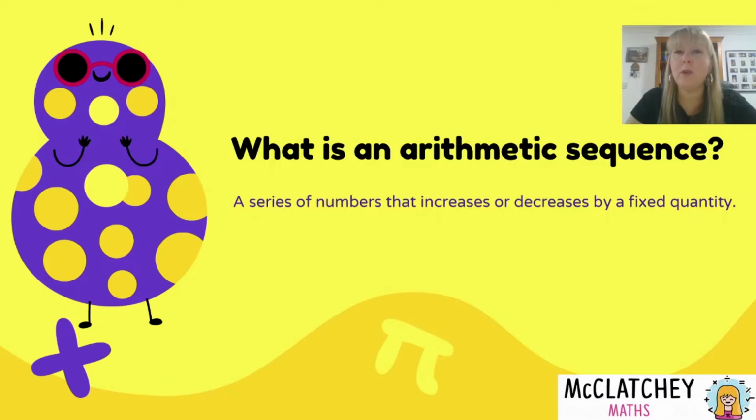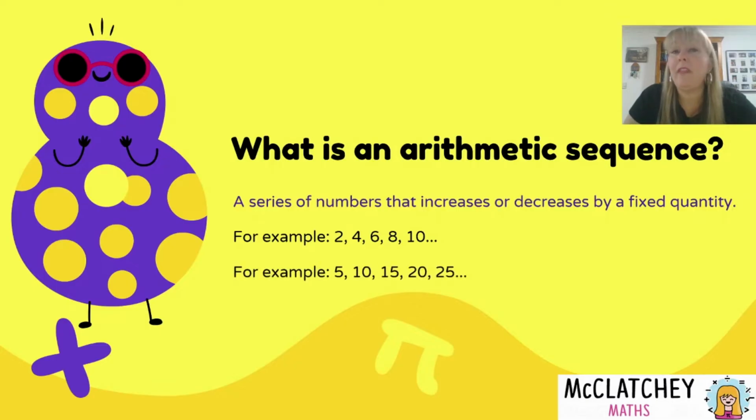So that fixed quantity could be a series of numbers that goes up in twos. For example, this one here, 2, 4, 6, 8, 10, all going up in twos. Or it could go up with another whole number, 5, 10, 15, 20, 25. That one's going up in fives. We can even have one that decreases by a fixed quantity. We're starting here at 1,000, going down in 100s, 900 and so on.